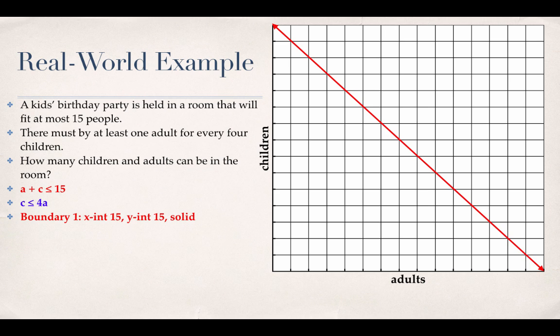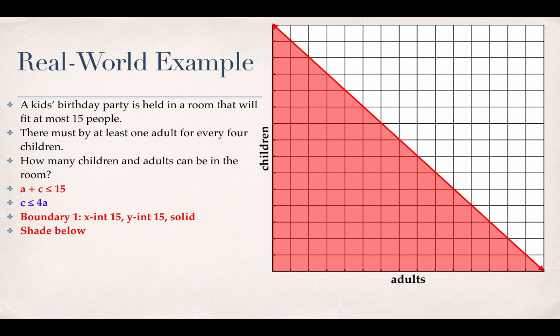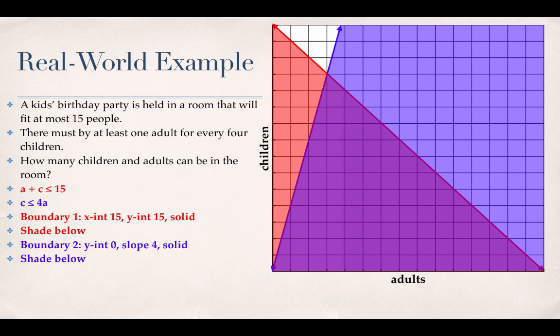So for the boundary for the first one, that's in standard form. So the x-intercept is 15, the y-intercept is 15, and because it's less than or equal to, the boundary line is solid. And I'm going to pretend I found test points, and I'm going to shade below that line. For boundary 2, the y-intercept is 0 and the slope is 4. It's also a solid line because it's less than or equal to, not just less than. And I'm going to pretend I found test points, and I need to shade below. So any point in the purple is going to be a valid solution.